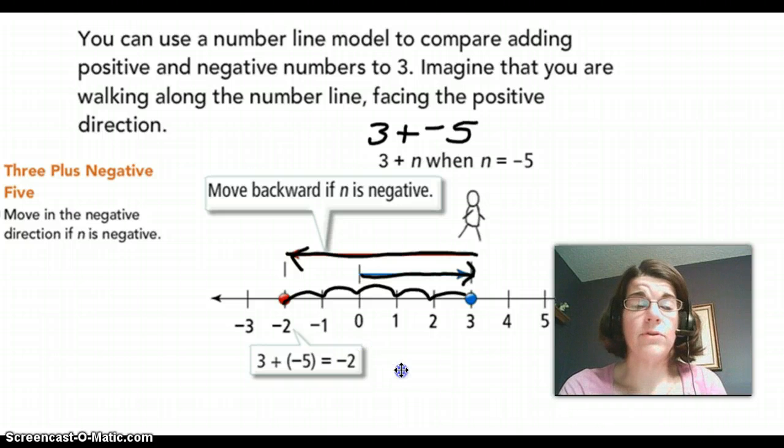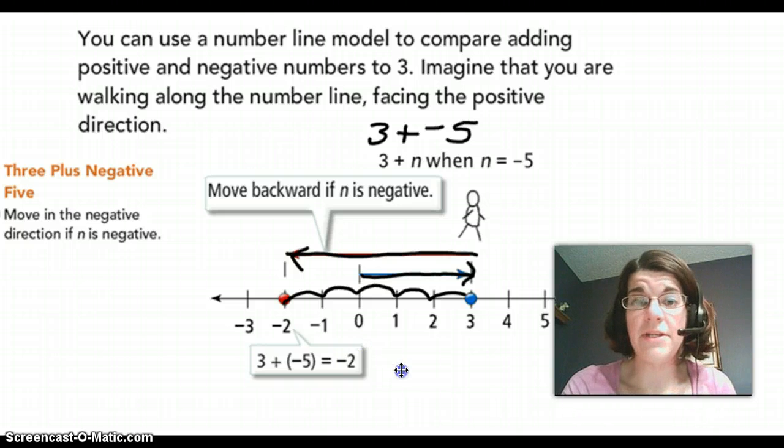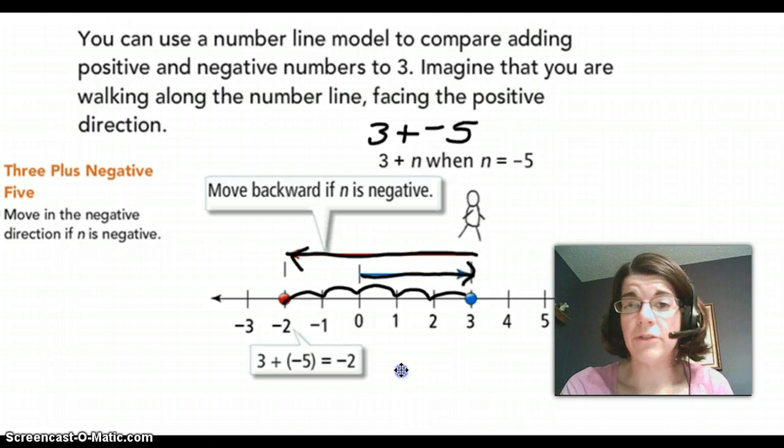So if you want a real world example, if you had $3 and you needed to spend 5, you would be $2 short from buying whatever it is that you need to buy.